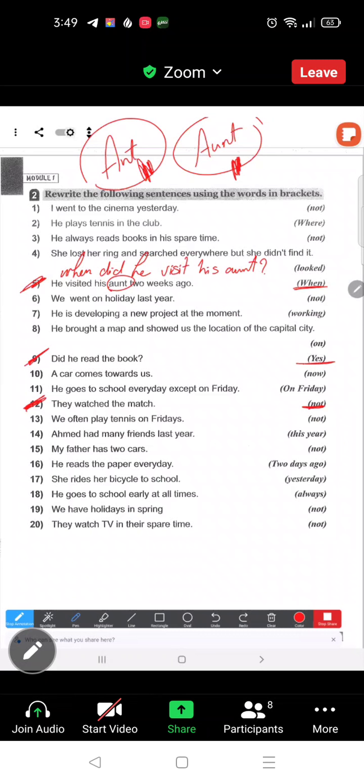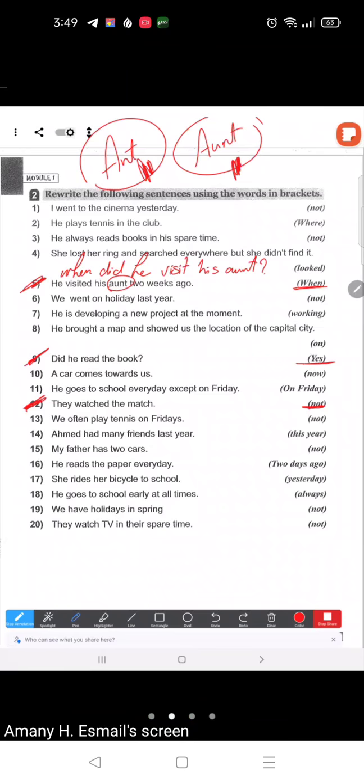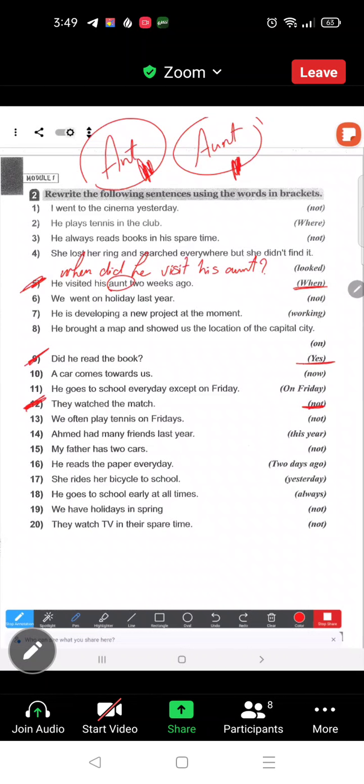Who can answer number 9? Yes, he did. Excellent. Yes, he did. Okay. Who can answer number 12?